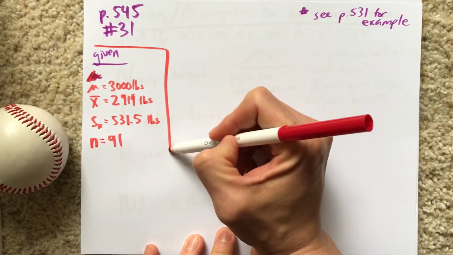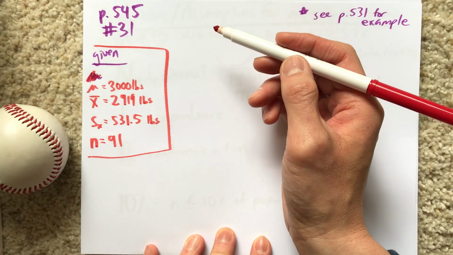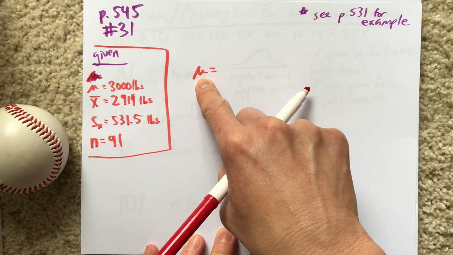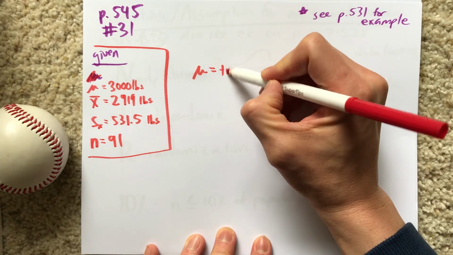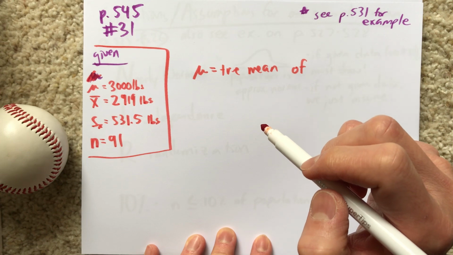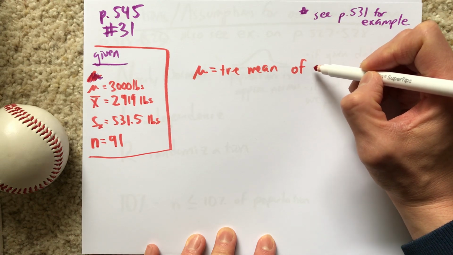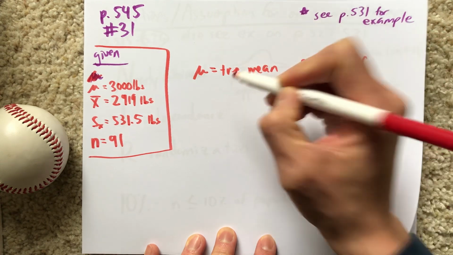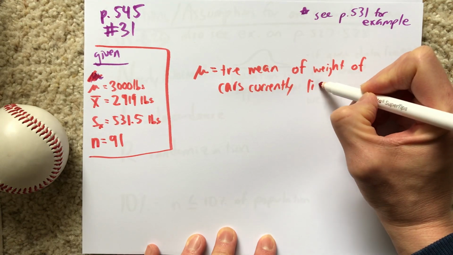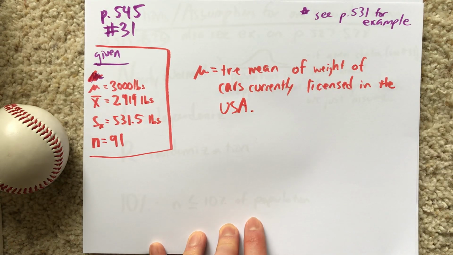So let's go ahead and write our step 1, our hypotheses. Let's first define our x bar, or our mu. So our mu this time, we're not using p, right? No, because p is for population proportion. This is for a population mean. This is the true mean of, and if you look at that second sentence in your textbook, insurance companies are interested in knowing the average weight of cars currently licensed in the US. So the true mean weight of cars, and it's not just cars all over the world, it's cars currently licensed in the USA. Okay, you guys see that?